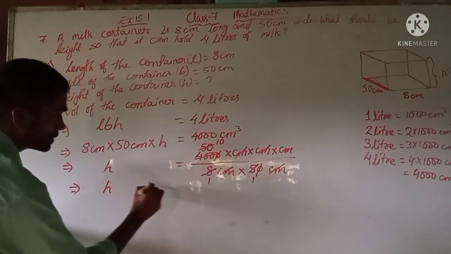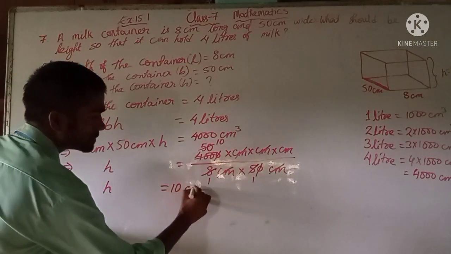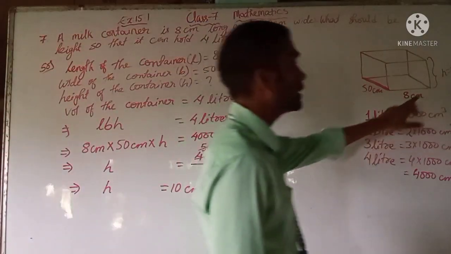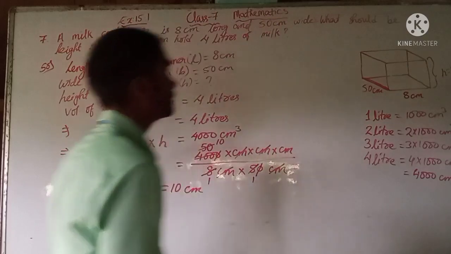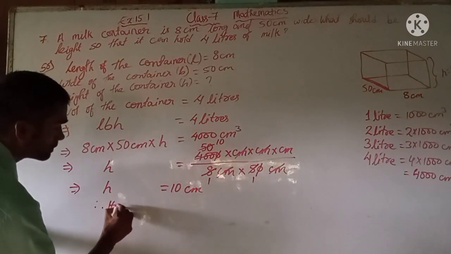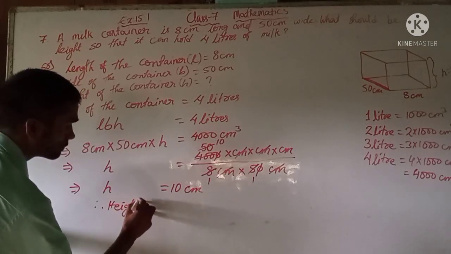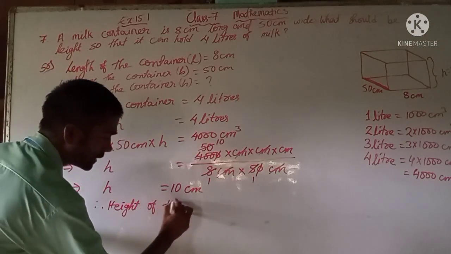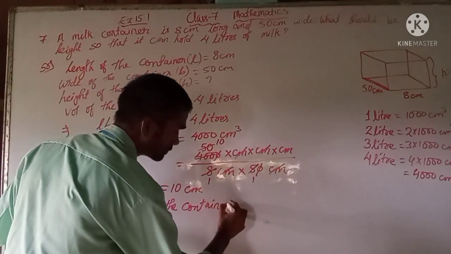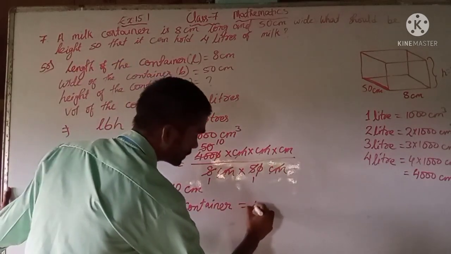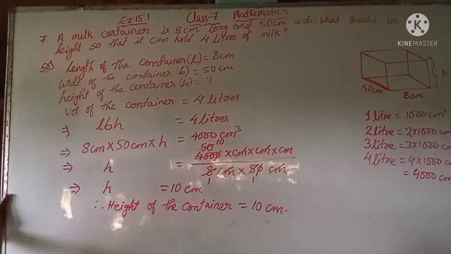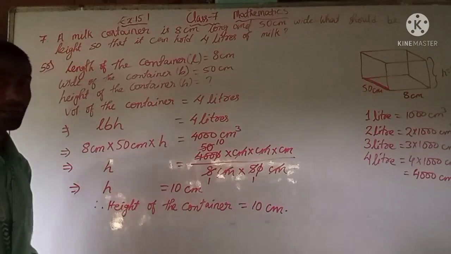So H is equal to 10 centimeter. Now H only we need to find here, that is the height of the container. So we'll write here our answer, that is therefore height of the container is equal to 10 centimeter. That is our answer. Now question number 8.